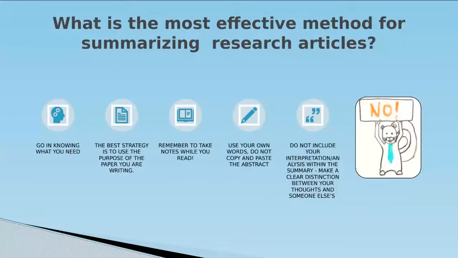So let's go. What is the most effective method for summarizing research articles? This is something that I have used forever because I can waste time and time is of the essence here. I have to know what I want to know or what I need to know. The best way to do that is to get the purpose of my paper and put it next to the article.